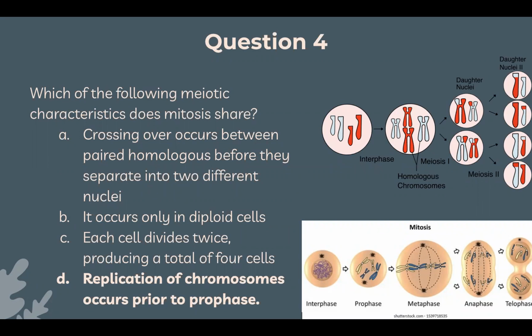Crossing over only occurs in meiosis in order to get diversity. So daughter cells have a combination of chromosomes that are passed on from both mom and dad. In mitosis, the daughter cells are identical to the parent cell.